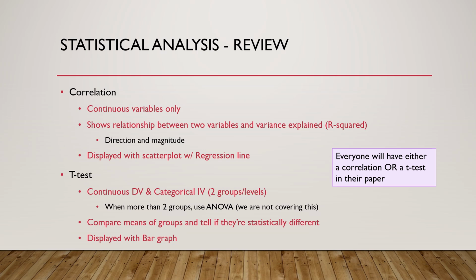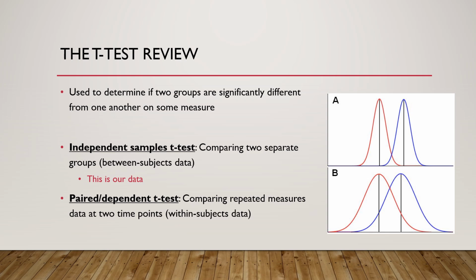We're going to compare the means of the groups, and we're going to tell if the difference between those means is statistically significant, and we're going to display this with a bar graph. As a review of a t-test, this is used to determine if two groups are significantly different from each other on the same dependent variable measure.